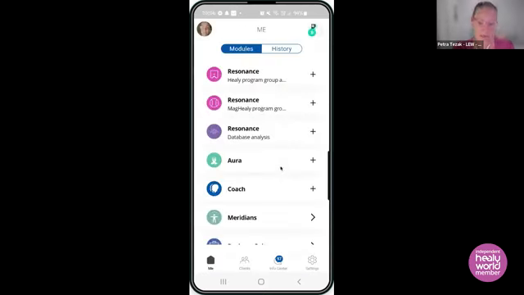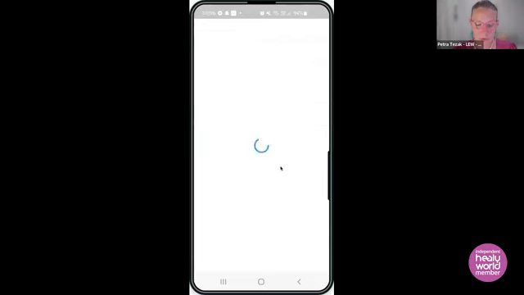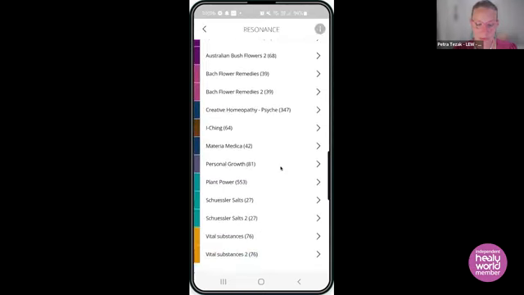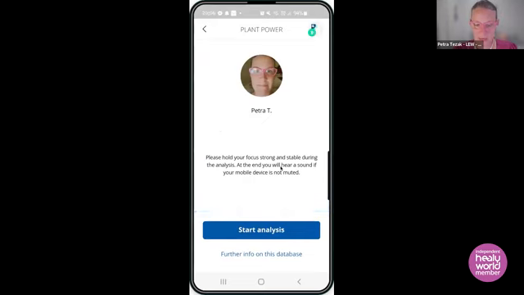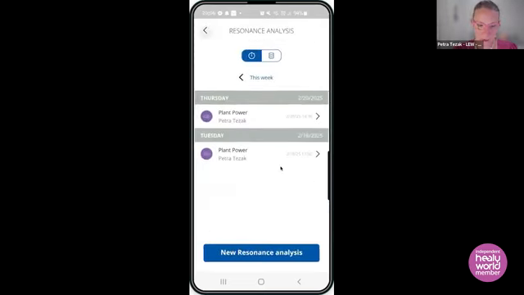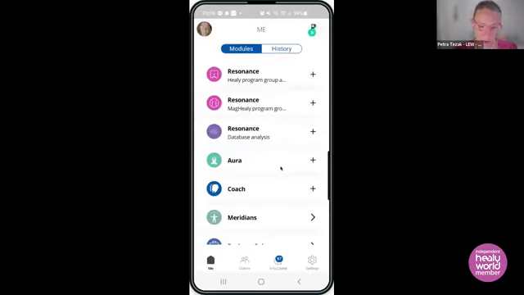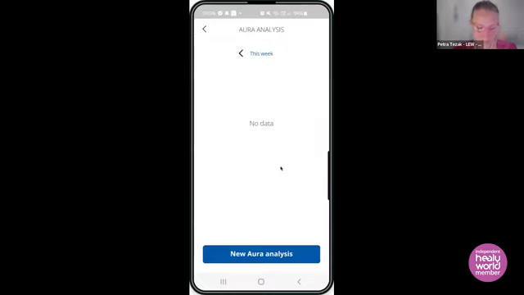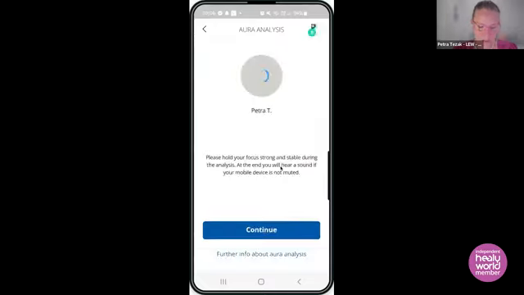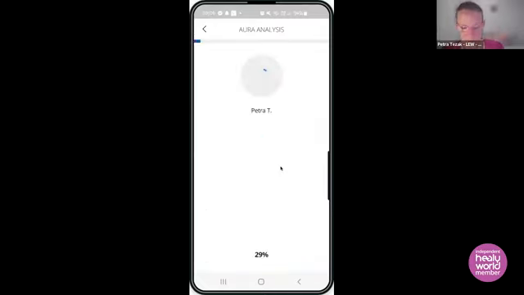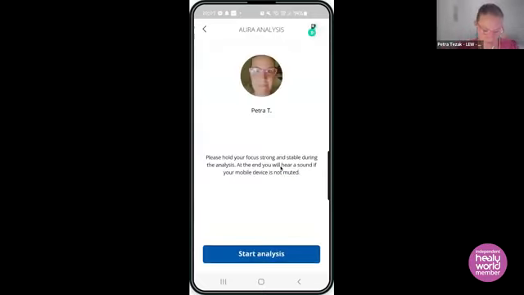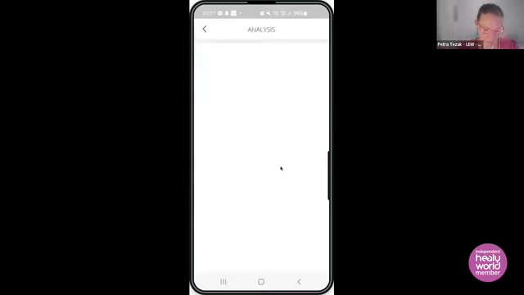Okay, so plant database, it's in the third one from the top in the purple. If you go into analysis, it's on the bottom, plant power database 553. So you can scan yourself here. When you want to add frequencies, you can do aura. For example, I'll just do analysis so you can see, and then I can show you how to actually change it.